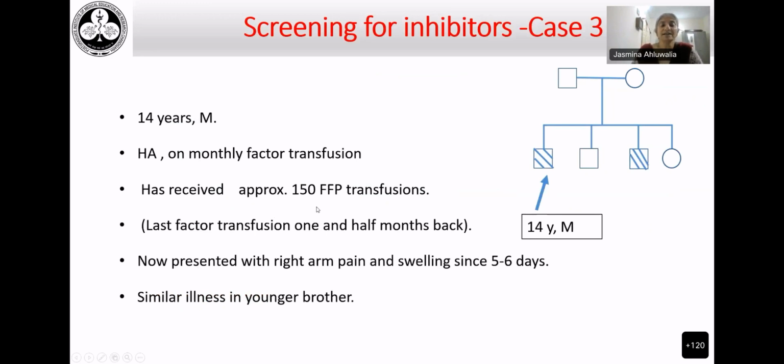He had received nearly 150 fresh frozen plasmas before and was recently switched on to factor transfusions about a month and a half back. But now he had right arm pain and swelling since 5 to 6 days, and there was family history of a similar disorder in his younger brother. So the clinician suspected the development of an inhibitor and asked us to screen for this.